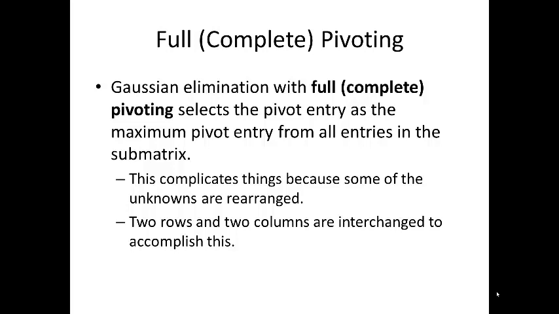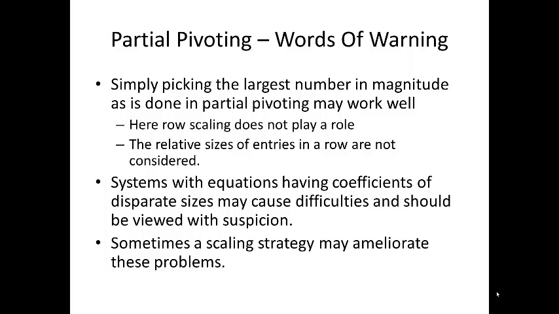So, a couple words of warning with partial pivoting. Simply picking the largest number in magnitude, as is done in partial pivoting, may work well. The row scaling does not play a role, and the relative sizes of the entries in the row are not considered. Systems with equations having coefficients of disparate sizes may cause difficulties, and we should probably view those with suspicion. They're going to be more difficult problems. Sometimes the scaling strategy may ameliorate these, sometimes it may not.